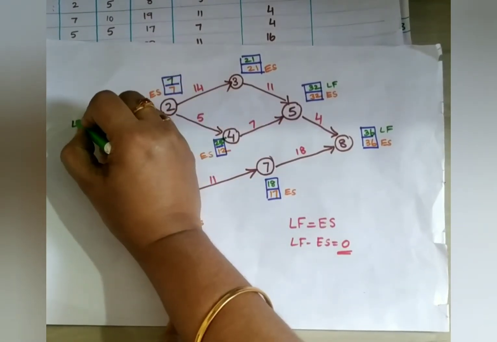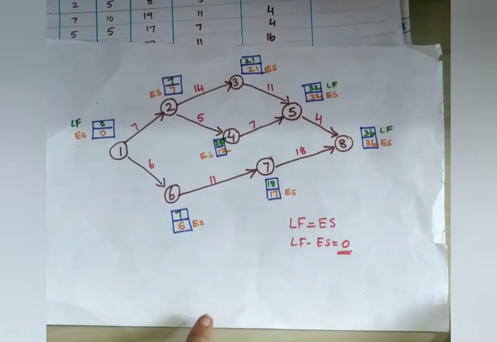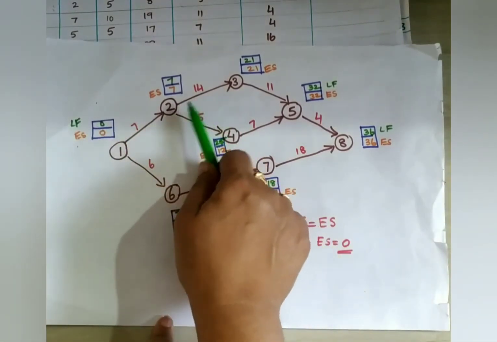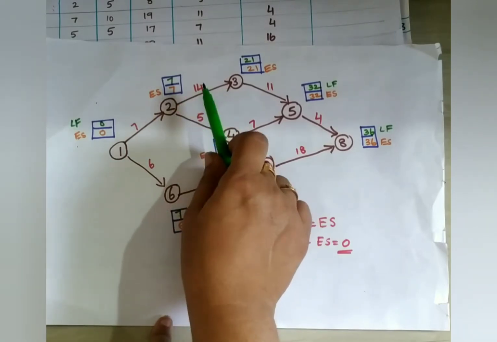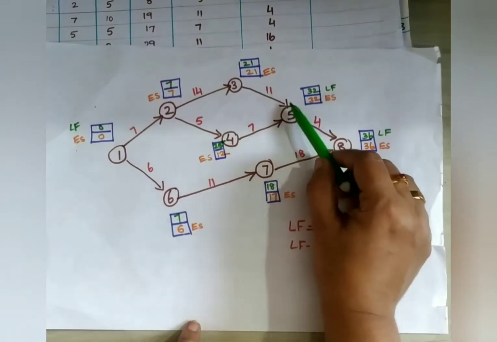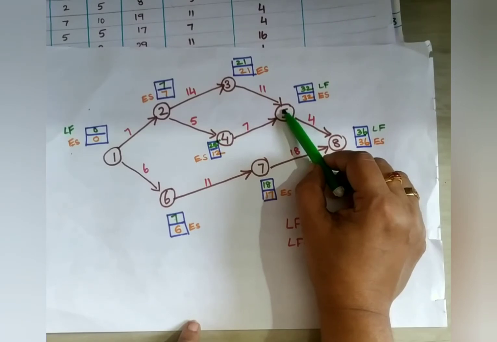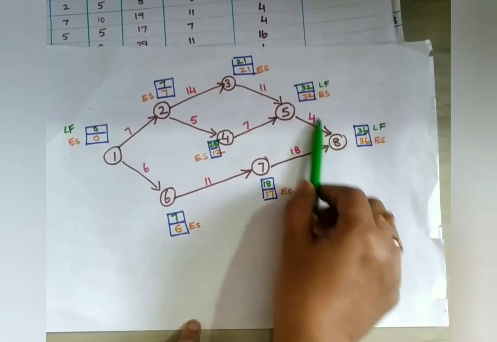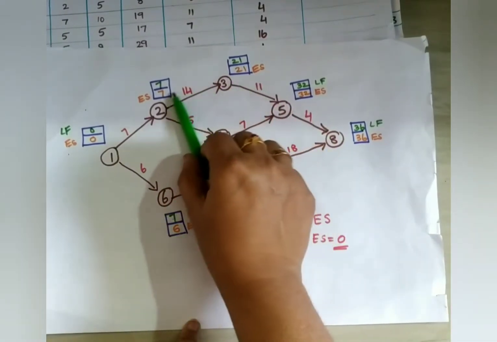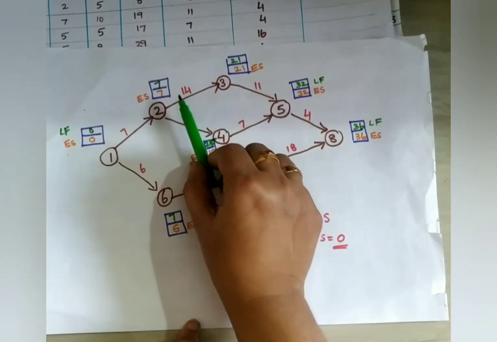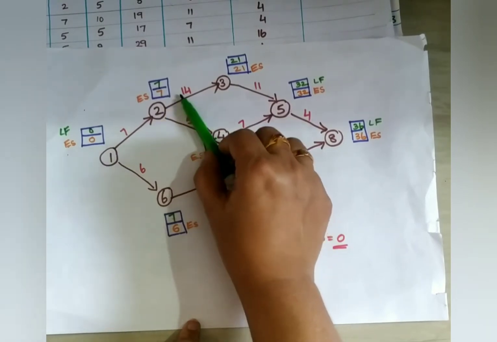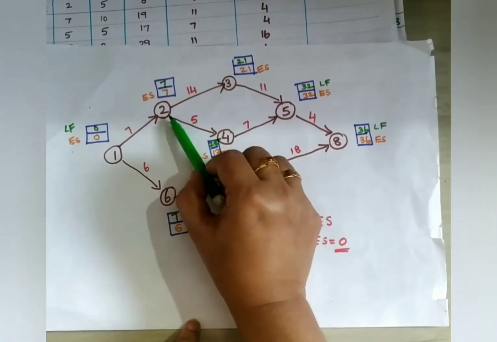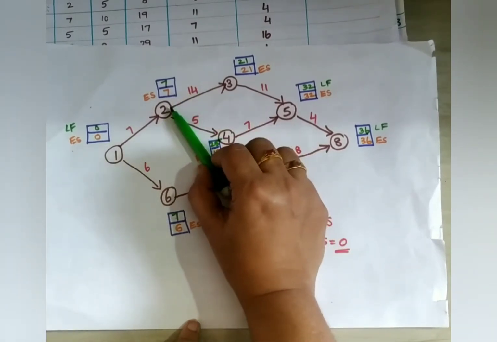LF is 0. Understood? So the thing is, in a join situation like this, in the case of ES, take the maximum. And for LF we are going backward. If we are going backward, in the situation where 2 are coming like this, see here, 21 minus 14 and 25 minus 5, in this case you have to take the minimum.